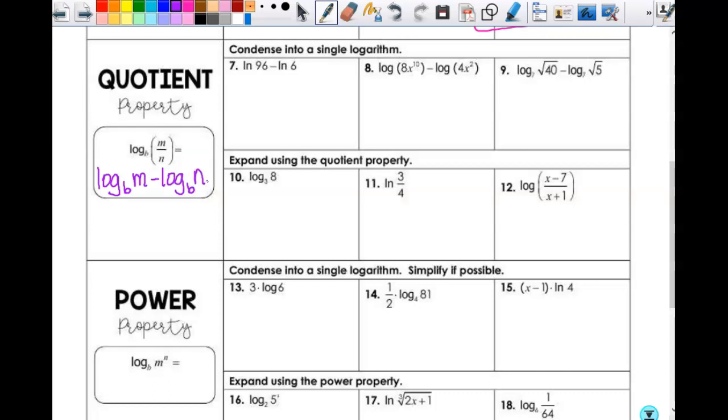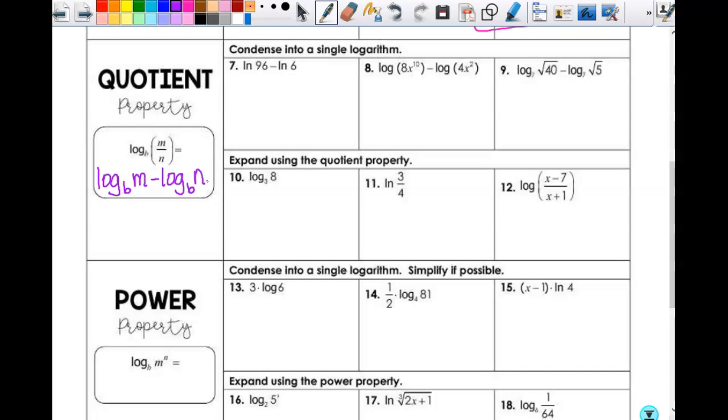Yes, except we were using the product property. Well, on number 5, if we were just doing number 5 in general and it just said expand, then yeah, I could have used the quotient property. I could have done a few things there, but we were specifically using the product property there.